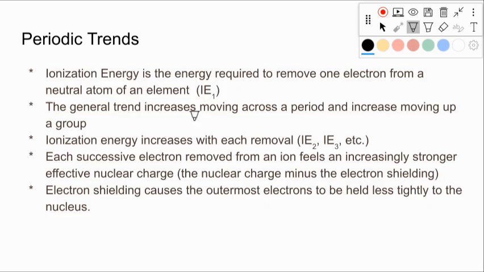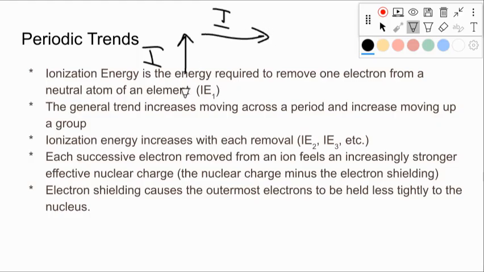This trend is opposite. It is going to increase up and increase across, because the thing that's going to affect these is the size of the atom. The smaller the atom is, the harder it is going to be to pull that electron away from it. So if I go up to helium, helium's 2 electrons are right next to its nucleus. So the trend is increase up, increase across.